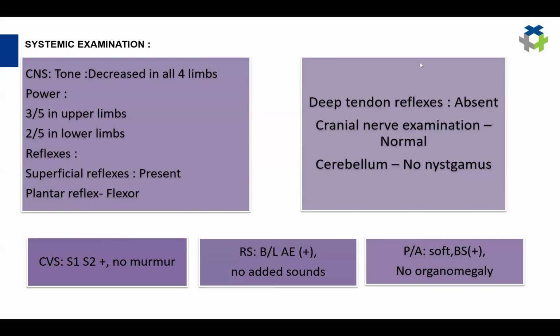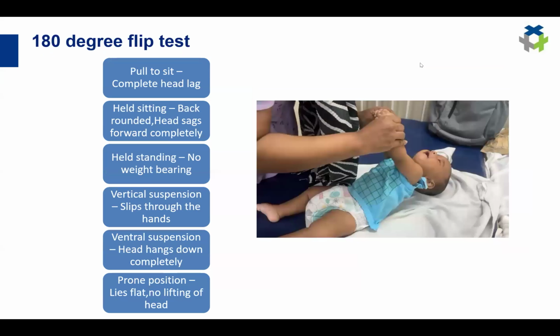Cranial nerve examination was normal. Cerebellum, there was no nystagmus present. Other systemic examination was found to be normal. 180-degree flip test was done, and on pull to sit, we can see that the child has complete head lag.